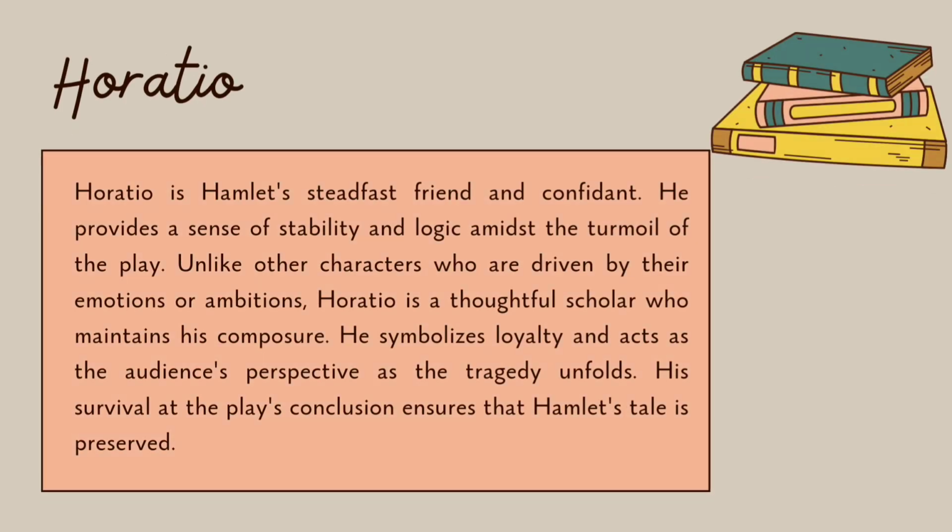Horatio is Hamlet's steadfast friend and confidant. He provides a sense of stability and logic amidst the turmoil of the play. Unlike other characters who are driven by their emotions or ambitions, Horatio is a thoughtful scholar who maintains his composure. He symbolizes loyalty and acts as the audience's perspective as the tragedy unfolds. His survival at the play's conclusion ensures that Hamlet's tale is preserved.